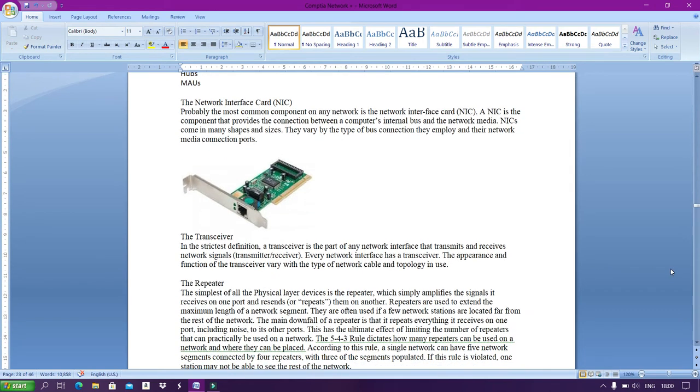The network interface card. Probably the most common component of any network is the network interface card, NIC. A network interface card is the component that provides the connection between the computer's internal bus and the network media. Network interface cards come in many shapes and sizes. They vary by the type of bus connection they employ and their network media connection ports.